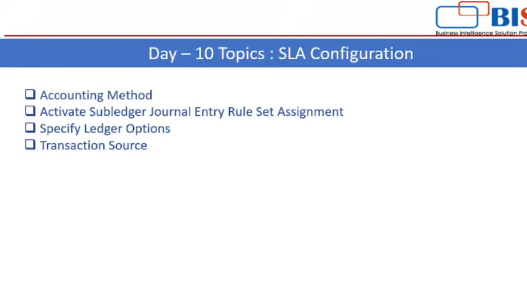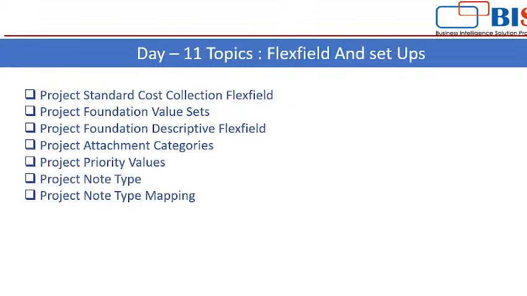Then we have seen that without creating the transaction source in the project module you won't be able to create any transaction in the projects. So for that purpose we have to do the required configurations for the transaction source. Then we have seen how to create the standard cost collection flex field. If you want to track the asset on any additional information basis, then you have to create the value set, and you have to assign that value set in the descriptive flex field.